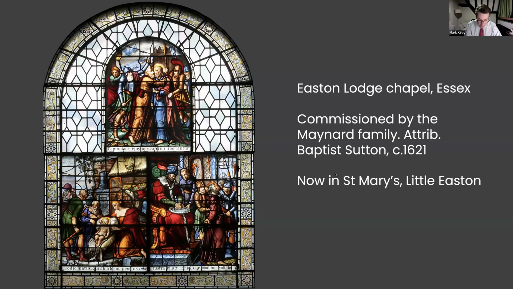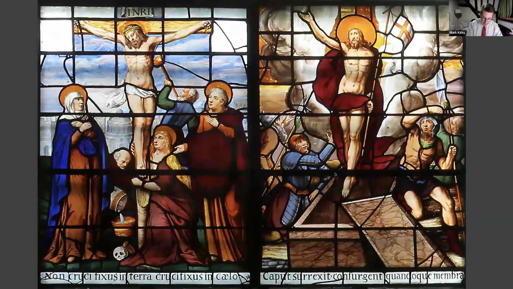Sutton also made two windows for the Calvinist Archbishop of Canterbury, and yes, I did say Calvinist in the context of stained glass, George Abbott, at around the same time for the chapel at Abbott's Trinity Hospital in Guildford.